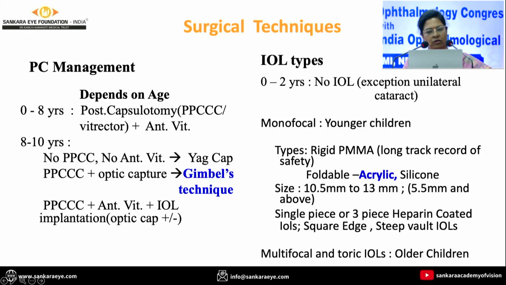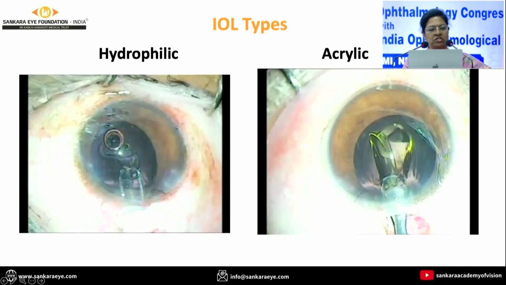Now regarding the IOL types, as I said, less than 2 years I am not implanting. Earlier I was implanting, and now again it's always changing. Monofocal is preferred, and PMMA IOLs have a long track record of safety, and they are doing very well if you do good vitrectomy and PPC. Foldable IOLs, of course, no second thought at all. But yet another parameter is the sizing of the IOL. Corneal diameter has to be measured, and 1.5 to 2 millimeter greater than that is the IOL size that you can choose. Multifocal and toric IOLs, however, can be preferred in older children.